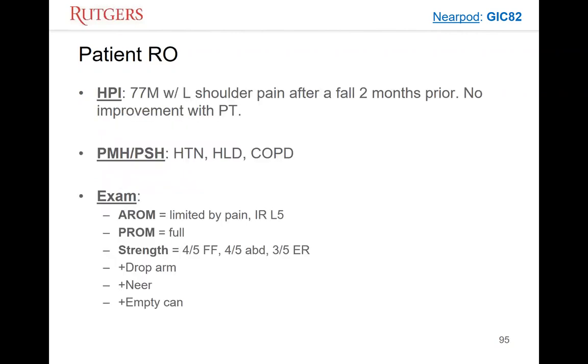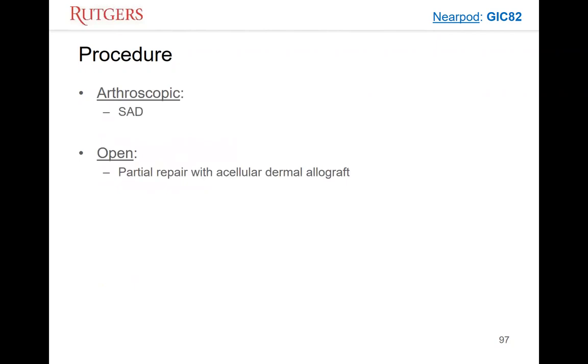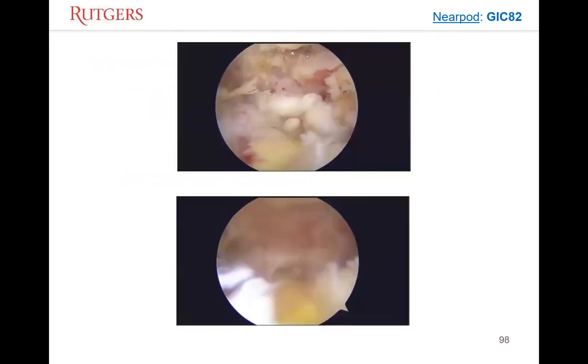Our next patient, our 77-year-old male, underwent an arthroscopic evaluation and a subacromial decompression, and then it was found that the cuff tendon was not able to be mobilized enough to cover the entire footprint, and an acellular dermal allograft was incorporated to cover the rest of the defect with an open repair.